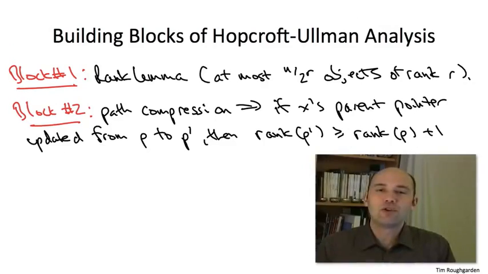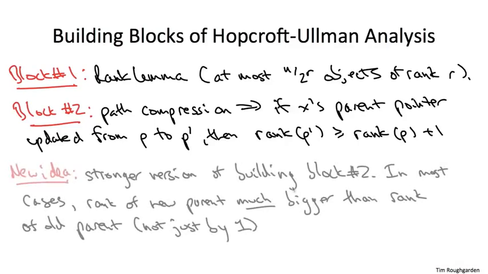And the point is, if we want to do better than the Hopcroft-Ullman analysis, we're not going to do better by taking these same two building blocks and exploiting them in a better way. That can't be done. So what we need to do is have a better version of one of the two building blocks. The key idea in Tarjan's analysis is to have a stronger version of the second building block. We're going to argue that path compression doesn't merely increase the rank of nodes' parents by 1, but in fact, it typically increases the rank of objects' parents by a lot.